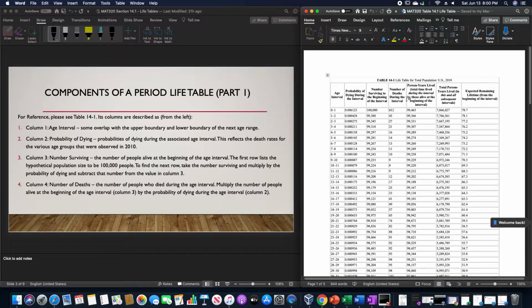Column number 4 is the number of deaths during the interval. That is the number of people who died during the age interval. We multiply the number of people alive at the beginning of the age interval, column 3, by the probability of dying during the age interval, column 2. And that number just goes in that column.